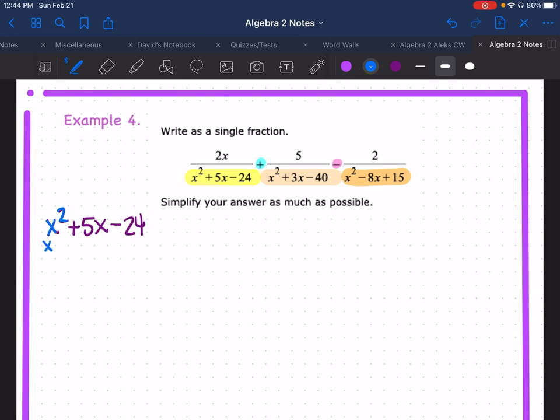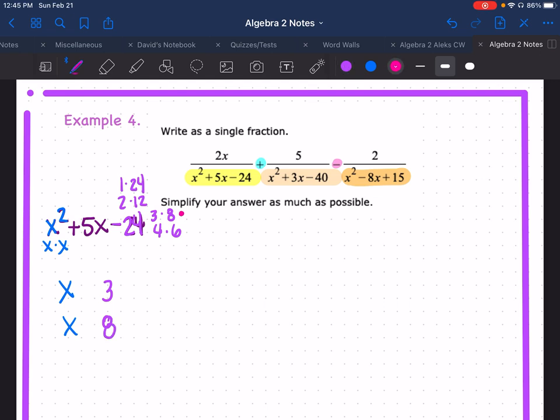So x squared is x times x. Remember, I stacked them. And 24. Okay, I've got to think because there's quite a bit for 24, like 1 times 24, and 2 times 12, and 3 times 8, and 4 times 6. Which one of these is going to give me 5? Well, if I take 3 away from 8, I could get 5. So I'm going to try 3 and 8.